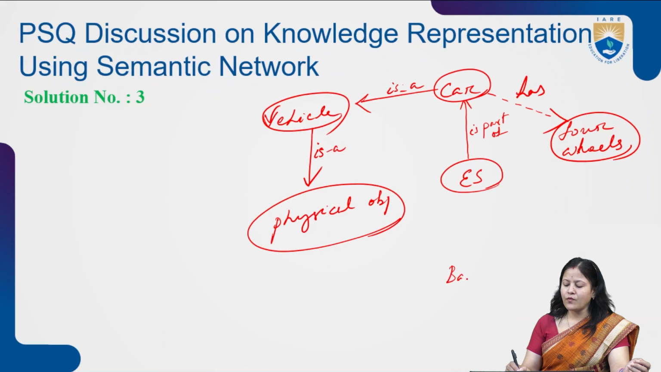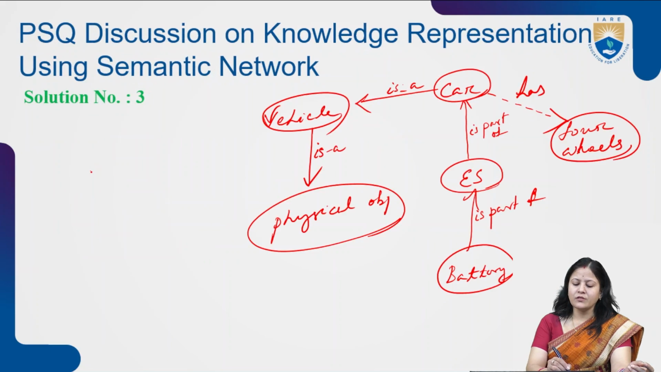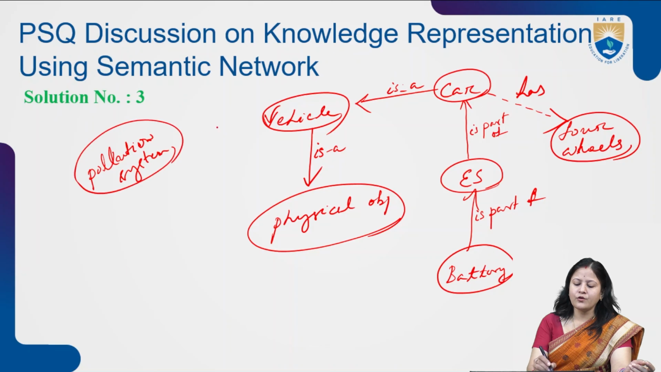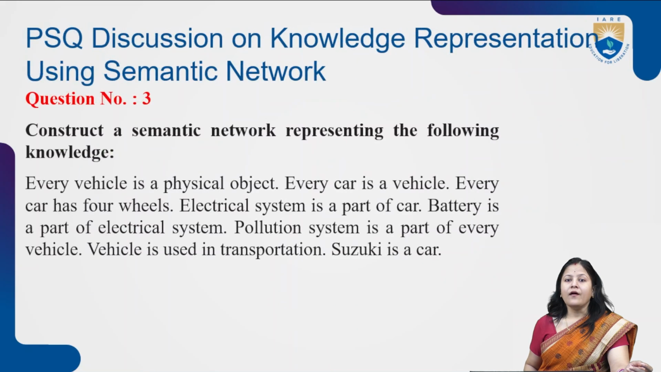Then battery is a part of electrical system. So here we will create one more class. Battery is a part of electrical system. Then pollution system is part of every vehicle. Then we'll create pollution system here. So pollution system is part of every vehicle, is part of, or is kind of, we can say is part of every vehicle.